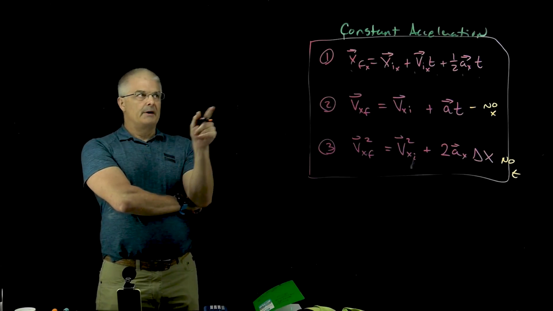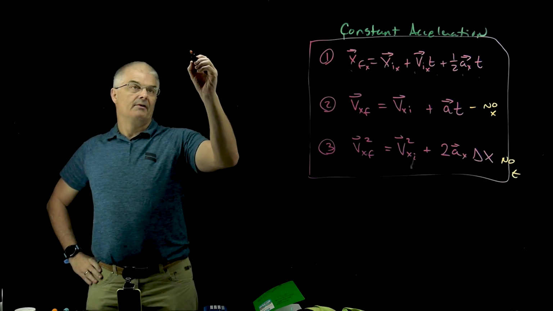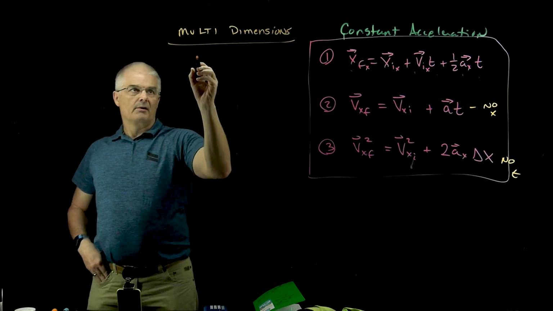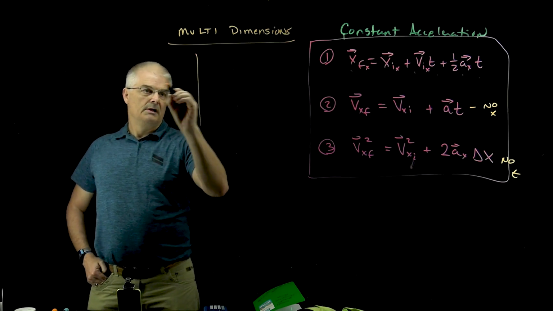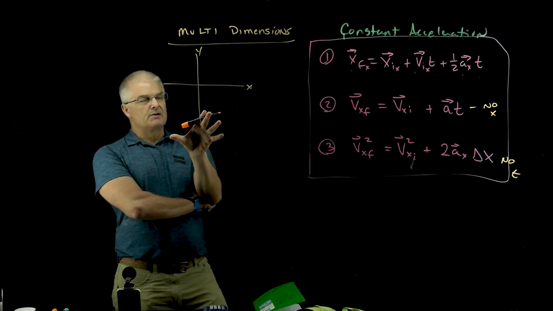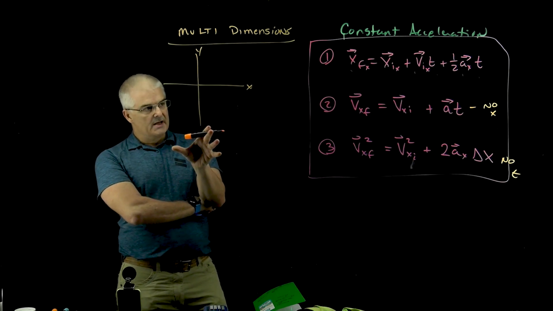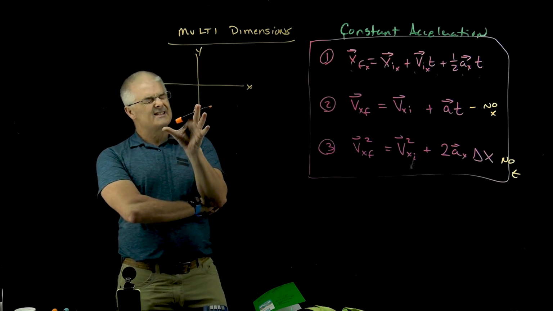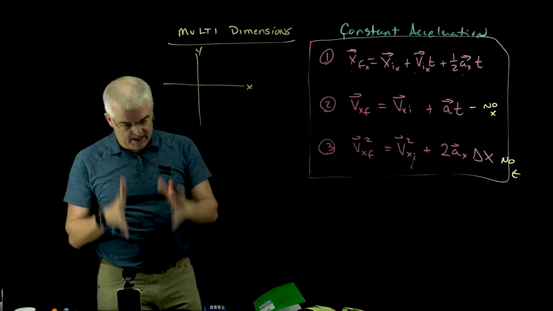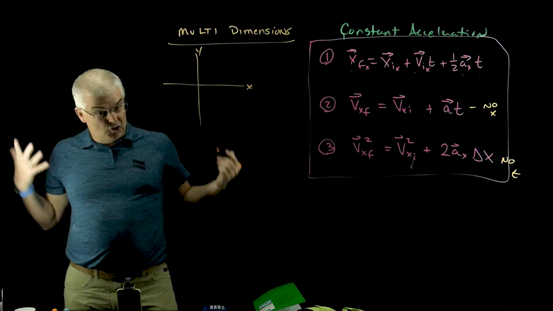In this last video about constant acceleration, we still have our three equations, but we want to talk about what happens when you have more than one dimension. Primarily, when we talk about the x and the y plane, the important thing to understand is that constant acceleration problems in multiple dimensions work separately. You have to do the problems in the x direction and in the y direction, so you have to have two tables.